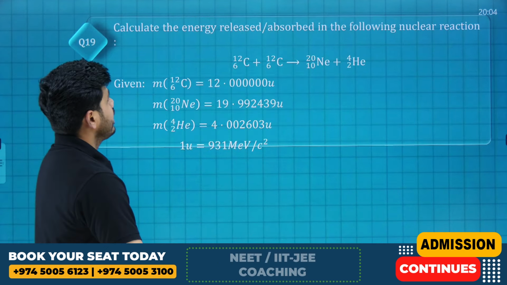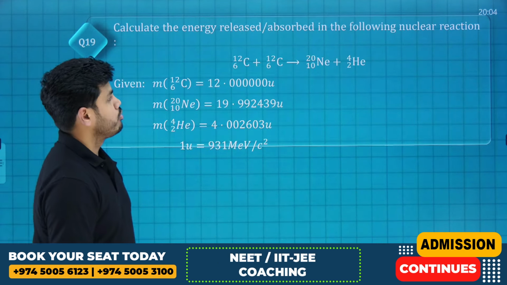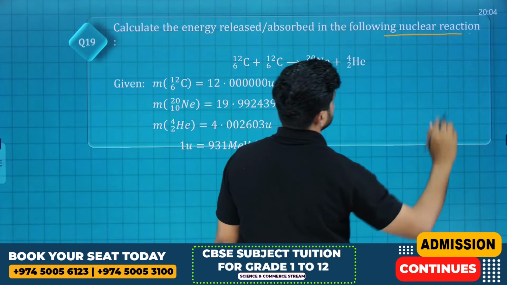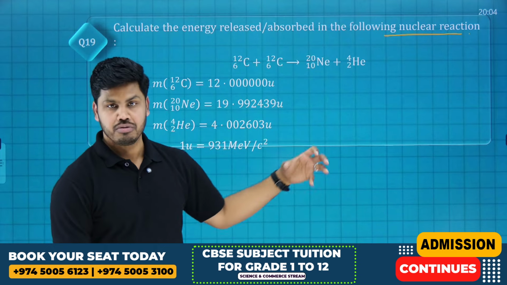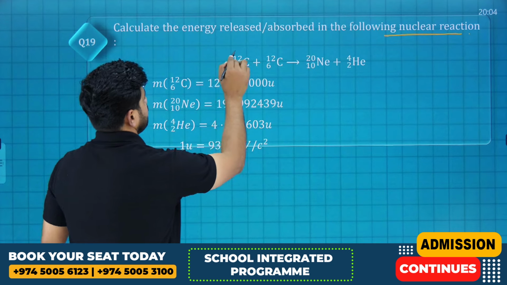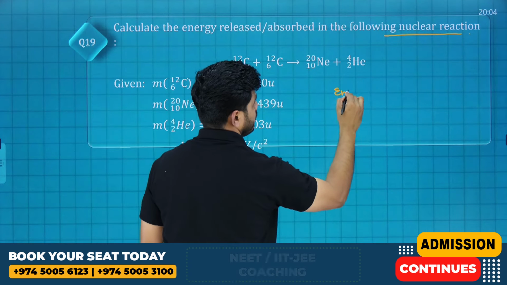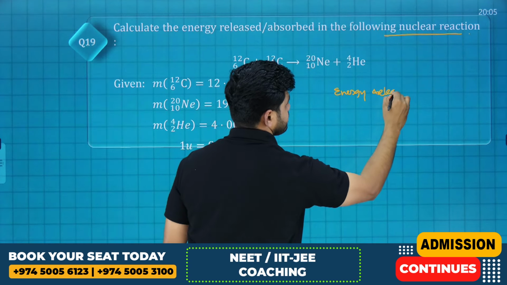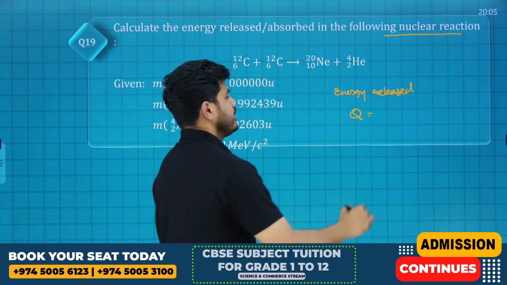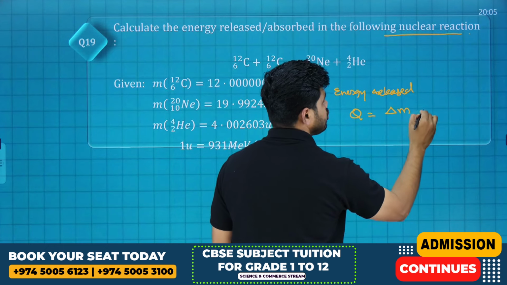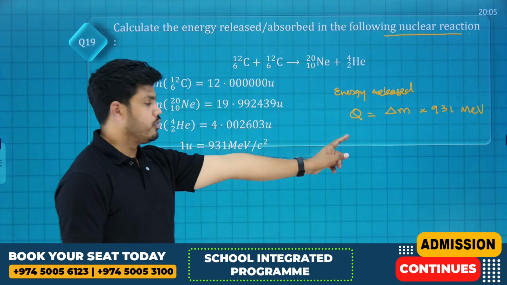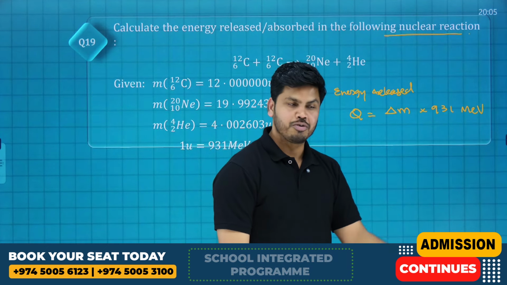Okay, next one. Calculate the energy released or absorbed in the following nuclear reaction. We know in nuclear reactions there will be a Q value, energy released or energy absorbed. We always calculate that energy as delta M times 931 MeV. The energy released is denoted by the Q value of the reaction, where 931 MeV is the energy equivalent of 1 atomic mass unit.